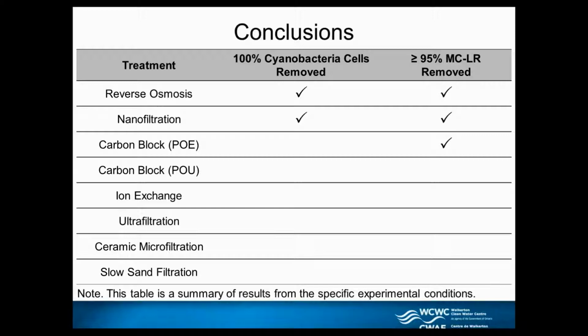Our carbon block point of entry and carbon block point of use were effective at the microcystin LR, or the toxin, removal. Ion exchange didn't meet either of the criteria, whereas with ultrafiltration we did see good cell removal, but we did see an increase in the toxins from the process.